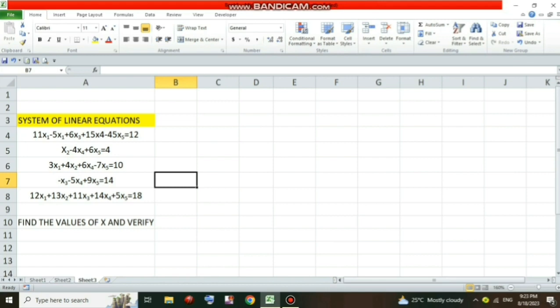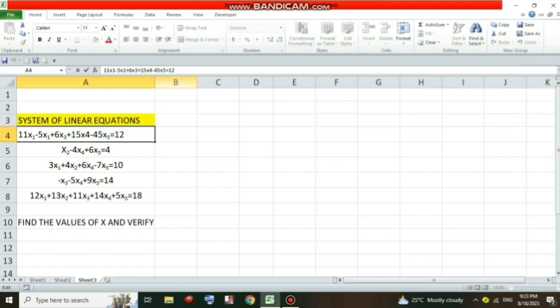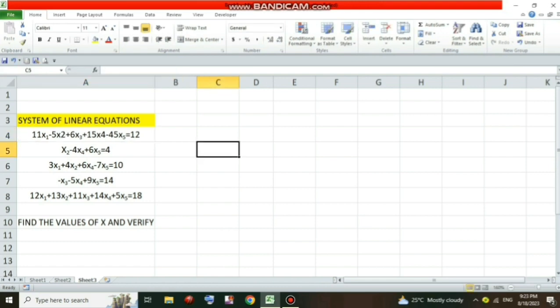So here you have 5 equations. The first equation is 11x1. Actually, here it is a mistake, it has to be 5x2. Okay, I have made it 5x2. So 11x1 minus 5x2 plus 6x3 plus 15x4 minus 45x5 equal to 12. Second, third, fourth, fifth equations, you have 5 equations overall.